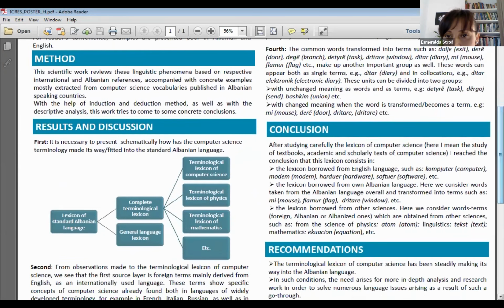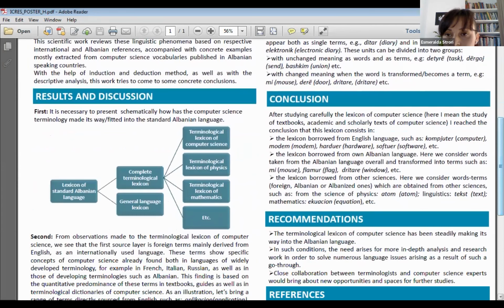Conclusion. After studying carefully the lexicon of computer science, I reached the conclusion that this lexicon consists of the lexicon borrowed from the English language, the lexicon borrowed from the Albanian language, and the lexicon borrowed from other sciences.